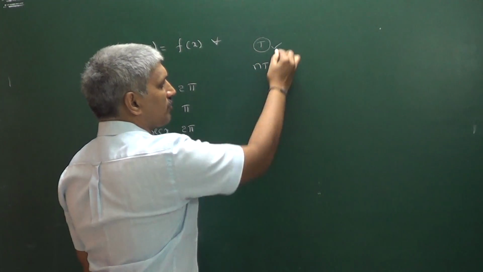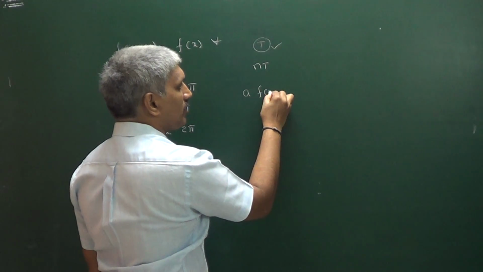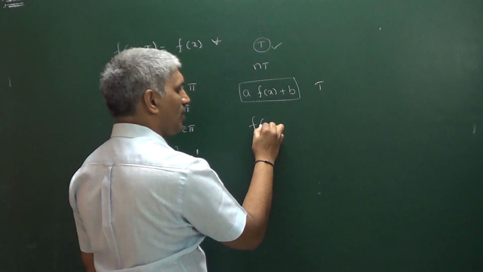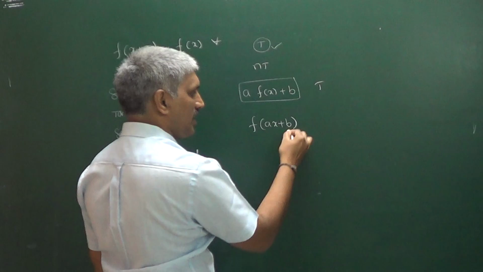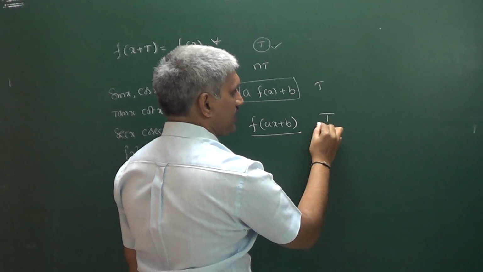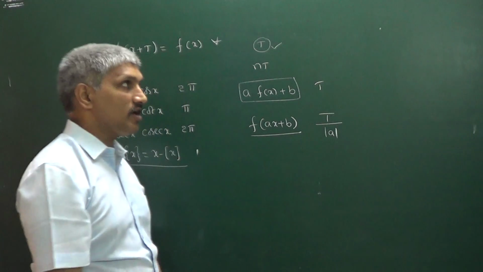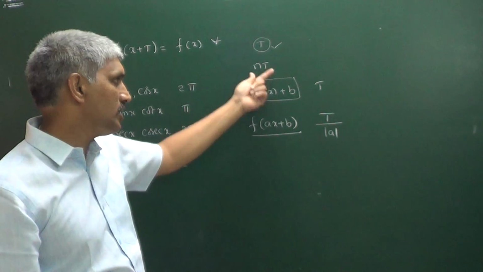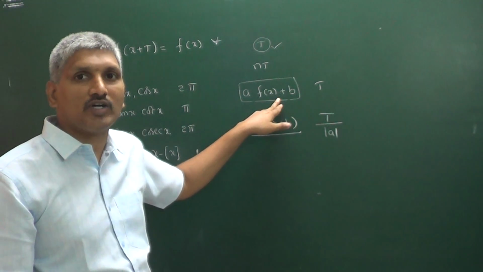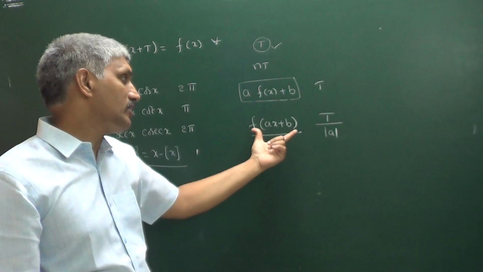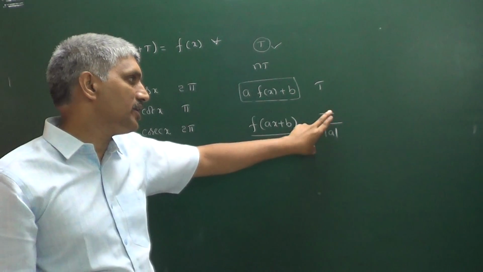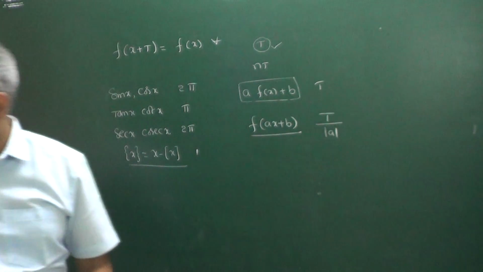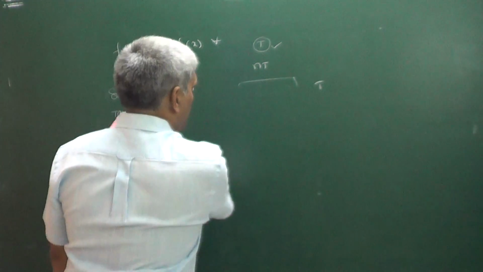If f of x is a periodic function with a period T, then a times f of x plus b is also a periodic function with period T, whereas f of ax plus b is a periodic function with a period T divided by modulus of a, where a is the coefficient of x. So that is about the fundamental period of a function.